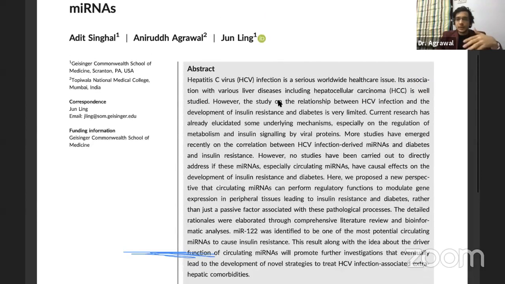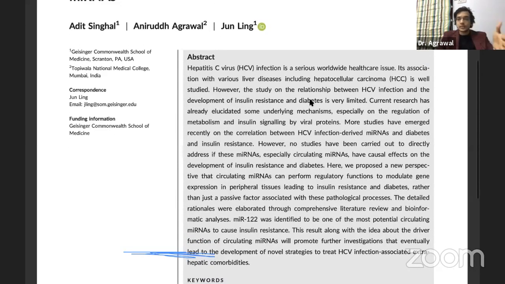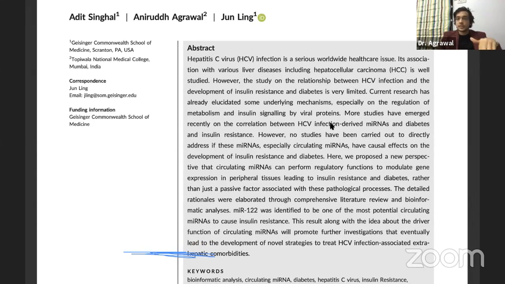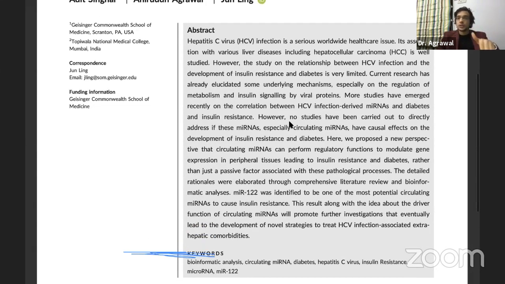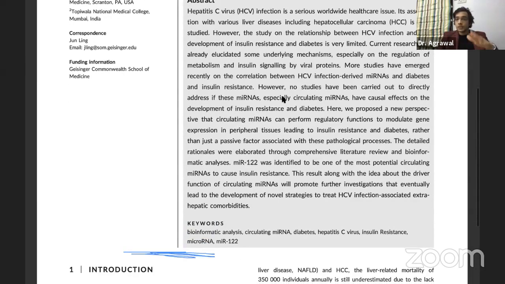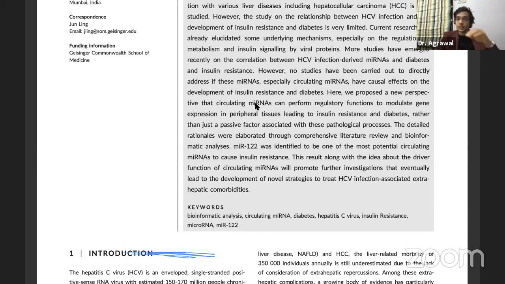So basically, we talk about how it's a serious worldwide health issue. It's associated with various liver diseases, including HCC. Now we're talking about the novelty of our study. Studies on the relationship between HCV and development of insulin resistance and diabetes are very limited. In the previous searches, we saw that it's very limited, right? So that's why we're doing this. Then we move on to what current research has shown. More studies have emerged recently on correlation. However, no studies have been carried out to directly address if these microRNAs, especially circulating microRNAs, have any causal effects on the development of insulin resistance and diabetes, right?